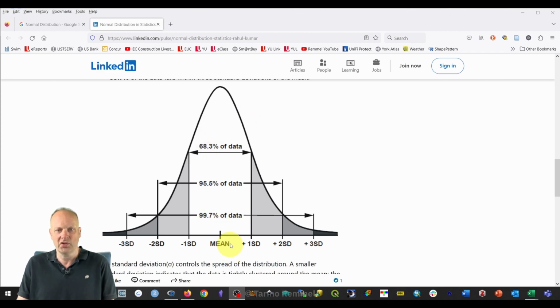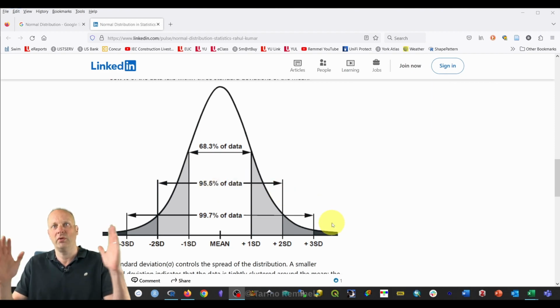What this tells us also is that if we went 2 standard deviations above the mean or below the mean, about 95.5% of all observations will fall within this range. So 2 standard deviations plus or minus the mean, 95.5% of all observations fall within that range.